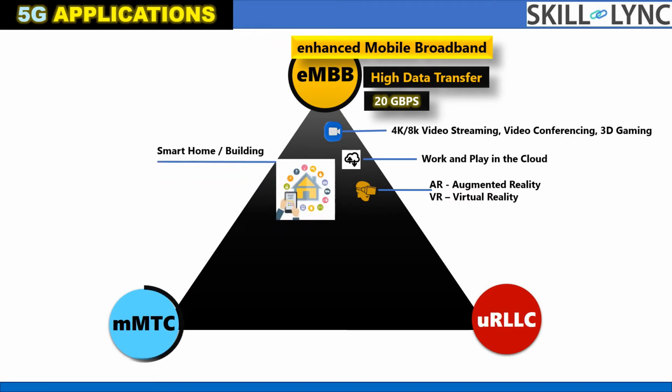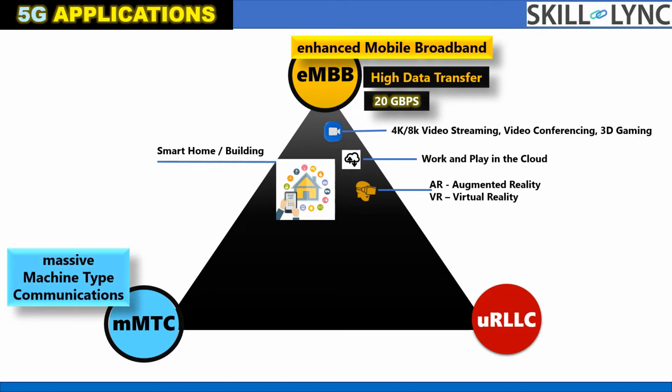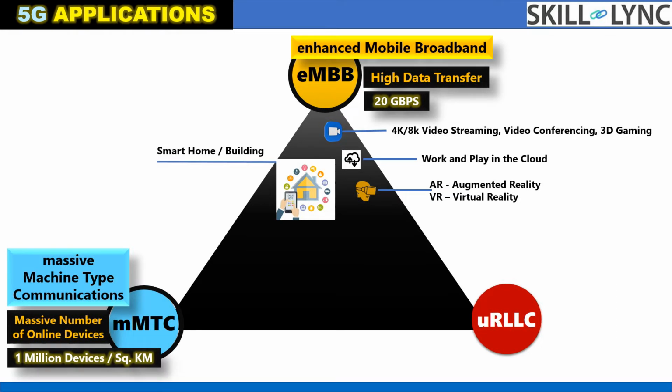Second, mMTC, Massive Machine Type Communications. mMTC deals with applications where a massive number of devices need to be connected online. mMTC supports extremely high connection density of online devices, up to 1 million devices per square kilometer. This is over 10 times higher than 4G LTE network capability.